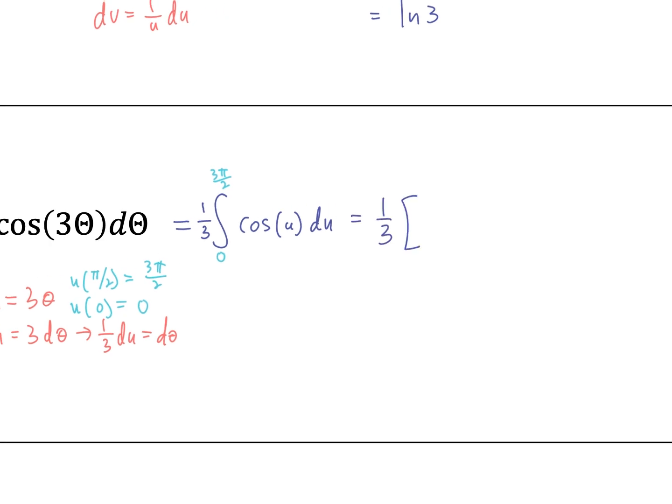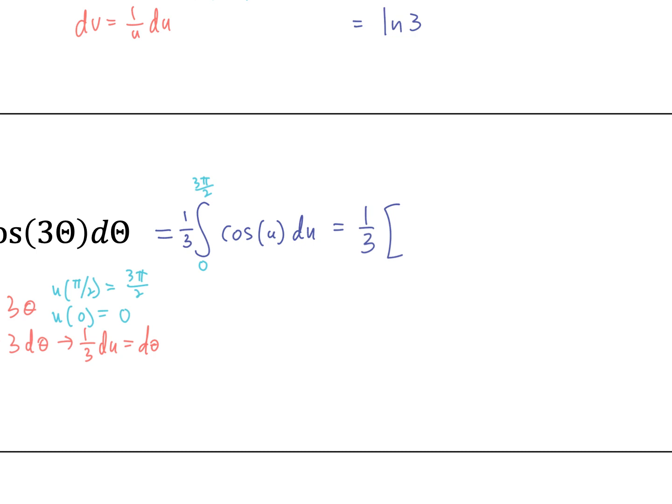Okay, so now take the antiderivative of cosine. The derivative of cosine is negative sine, and the antiderivative of cosine is just positive sine. Just a reminder, you don't have to put it back in terms of x because this is in terms of u, and we got these limits in terms of u. So everything we can just evaluate in terms of u.